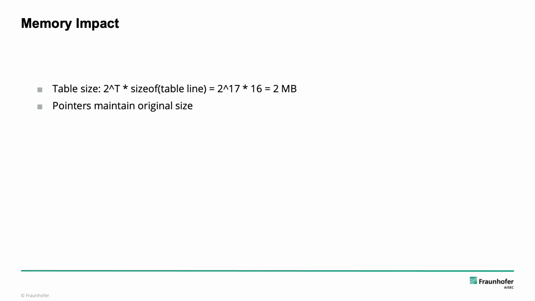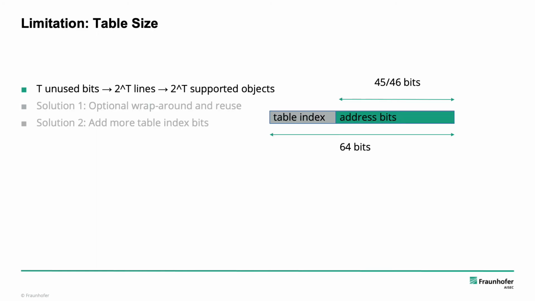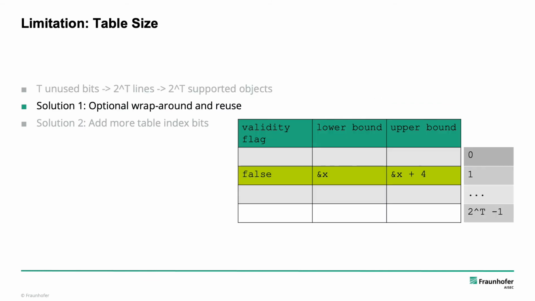This, however, leads us to the main limitation of our concept, which is given by this number t. Since we only have t unused bits, we have only 2 to the power of t lines in the mesh table. This means that we can only have 2 to the power of t objects. One possible solution to address this limitation is an optional wraparound and reuse algorithm. Imagine that the program has allocated all the 2 to the power of t lines. We can then wrap around to the start of the table and start reusing lines that have since been invalidated.